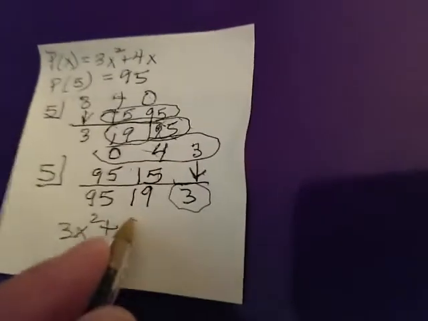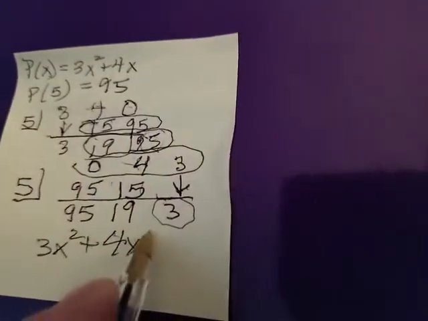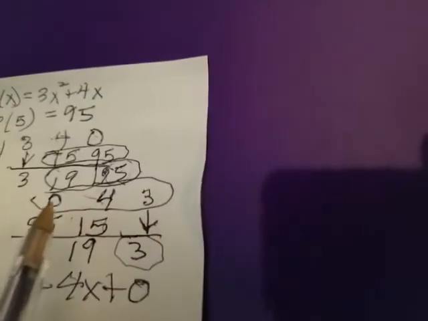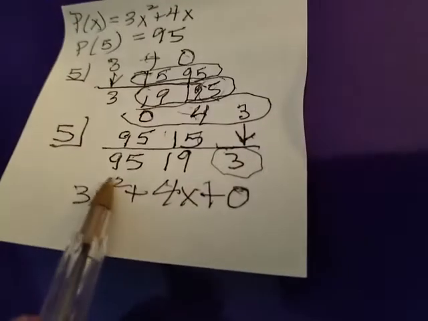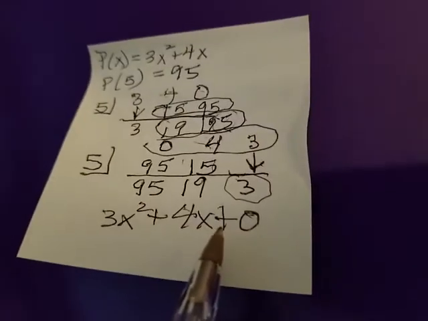plus 4x, that's from here, plus 0. There were 3 terms, so the highest degree would be exponent 2. I should demonstrate this with other examples, but let me know if any of this makes sense.